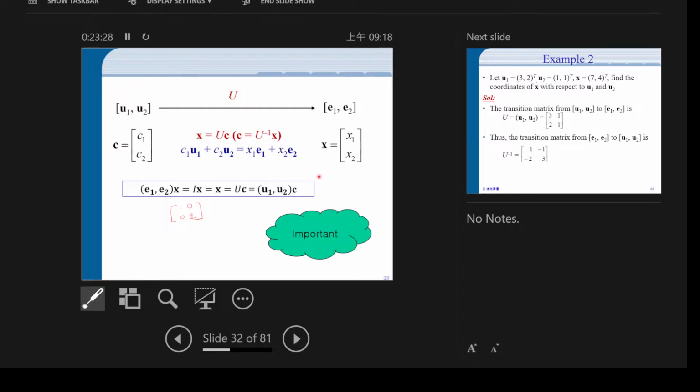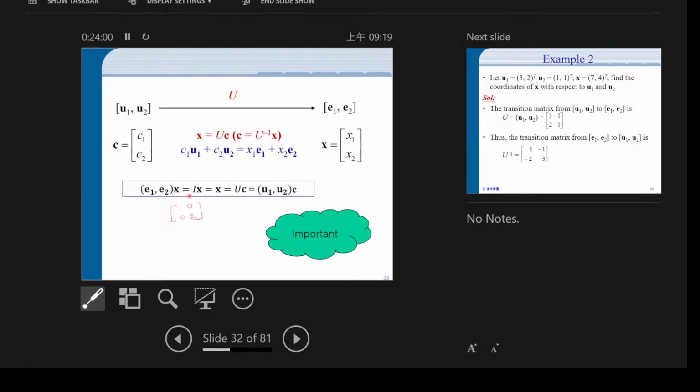this equation here basically just says that you are translating this equation. Okay? So we have C1 U1 plus C2 U2 equal to X1 E1 plus X2 E2, and you write those down in matrix form. Then this C and U become U times C, and this X and E become identity matrix times X. And we know identity matrix times X equals X, and so what we get is X will equal UC.